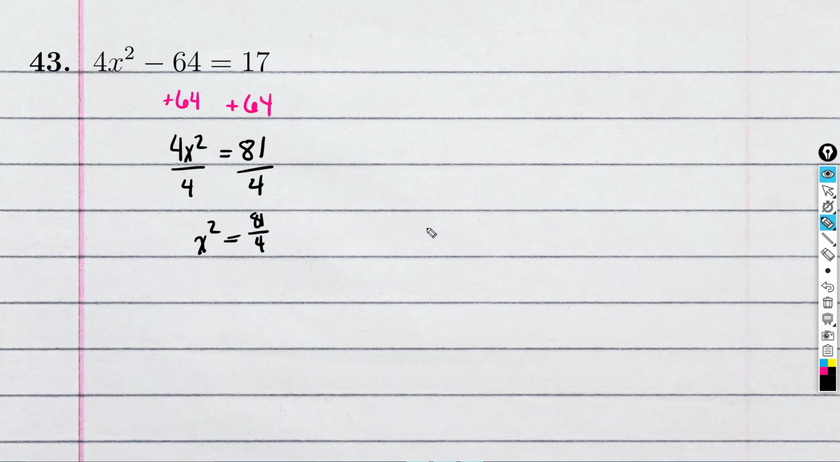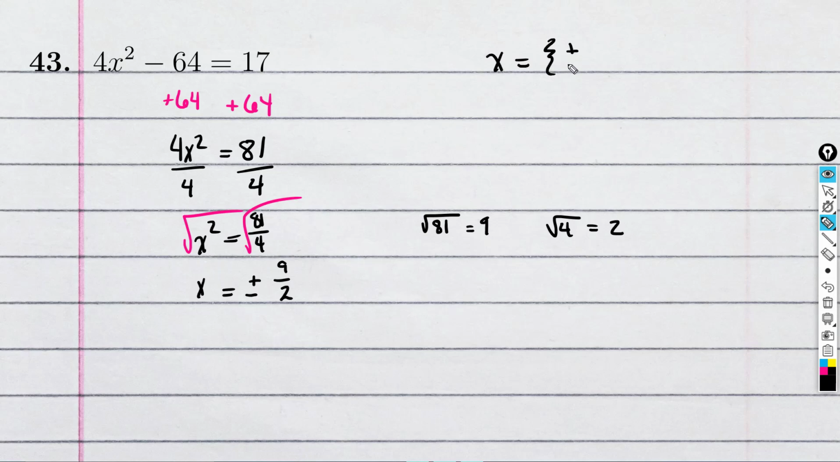81 fourths. So the square root of 81 and the square root of 4 are the two things we need to take the square root of. So we want to take the square root of both sides. That's where we knew we needed to get those. And so x is equal to plus or minus 9/2. And so x is equal to the solution set of plus or minus 9/2.